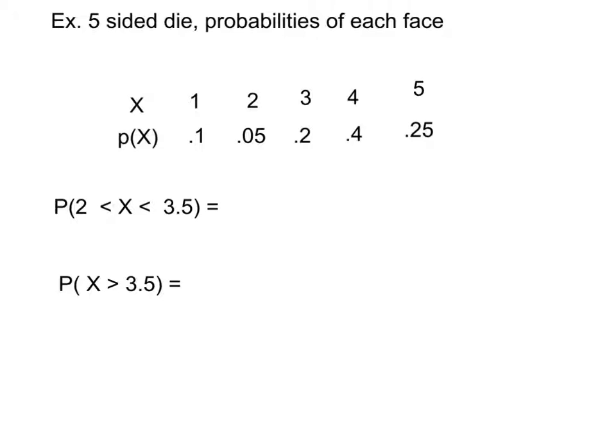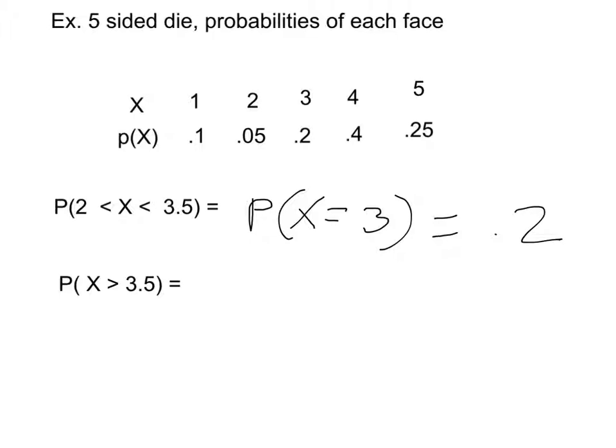So for this, we read the probability that x is less than 3.5 but greater than 2, and notice there's no less than or equal to, it's all strictly less than or greater than. So the only thing x could be is 3, because it's less than 3.5, so it can't be 4, and it's greater than 2, so it can't be 2. So x equals 3, and looking at our chart, that's 0.2.